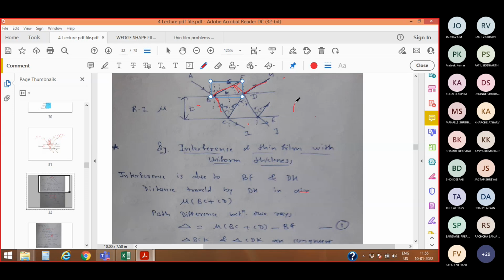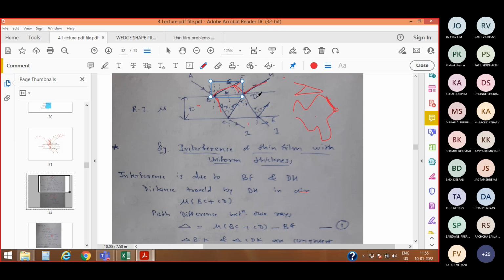So the waves of R1, where do they come? They come up to point G. By then, this wave goes down and comes at the point G. So both are equal at this point. So that is nothing but the path difference between two rays.